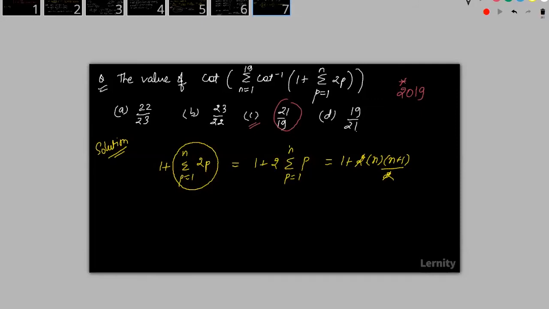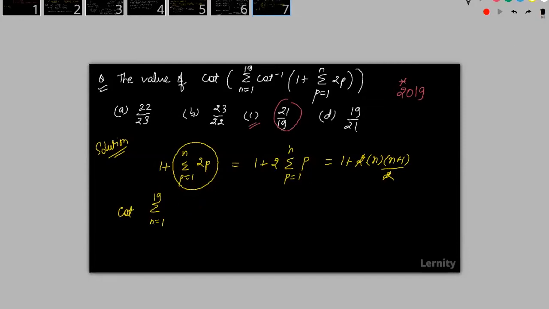Now see, this is cot inverse. So we have cot of sigma n equals 1 to 19 of cot inverse, right? If I write this as tan inverse, so tan inverse will become tan. So just wait.